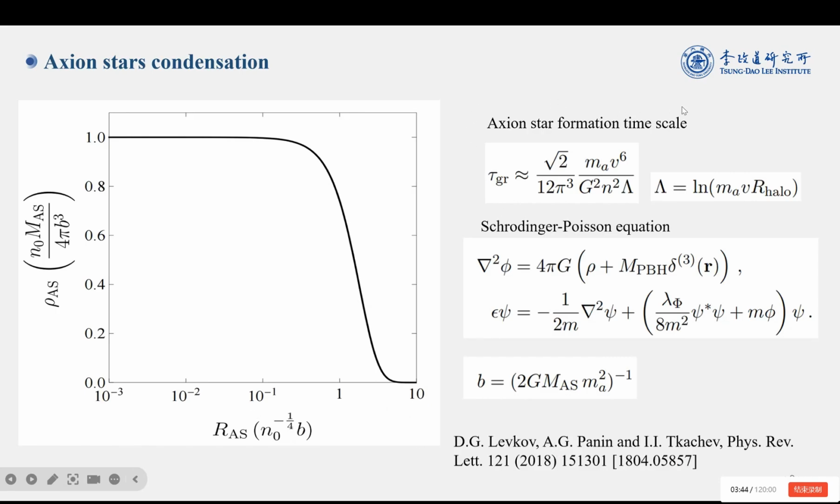And axion stars have a typical formation timescale tau_gr, which is proportional to the mass of the axion and the velocity of the axion to the 6th power, and inversely proportional to the axion number density squared. And by solving this Schrödinger-Poisson equation, we can find the axion star profile like this. It basically behaves like a uniform sphere, where B is the typical length of this axion star.